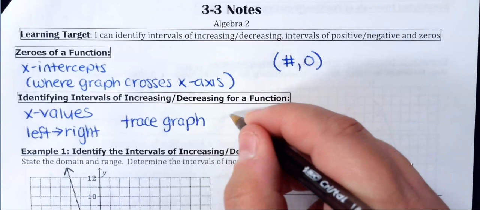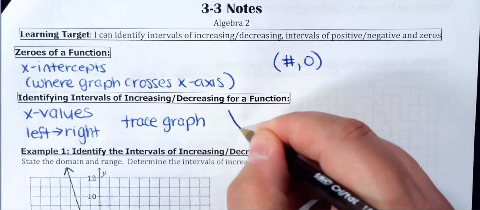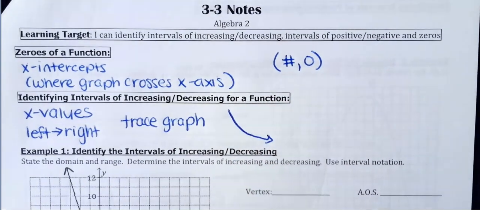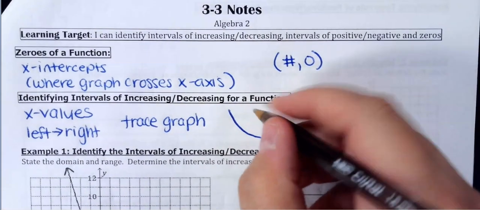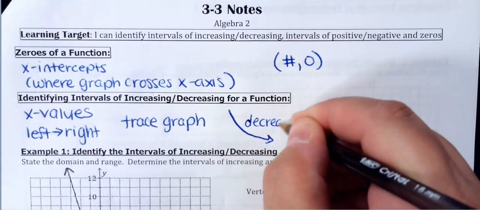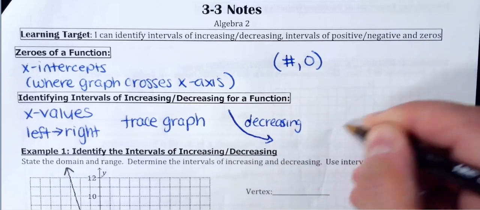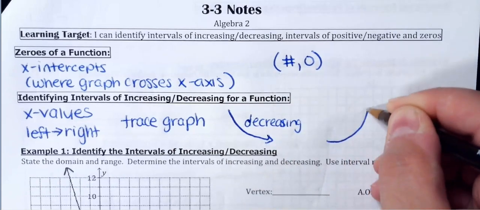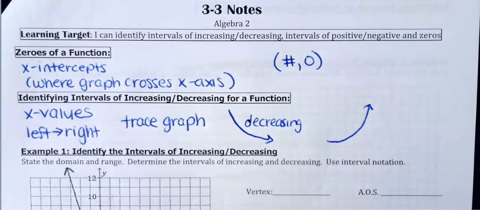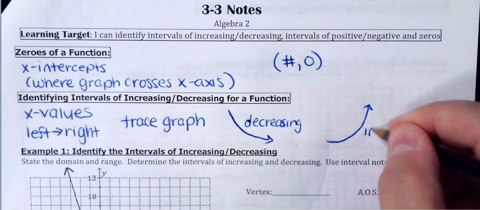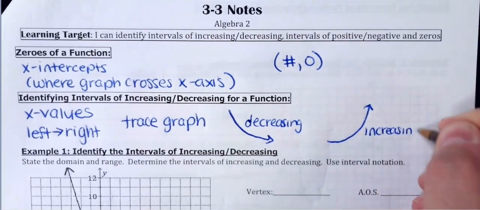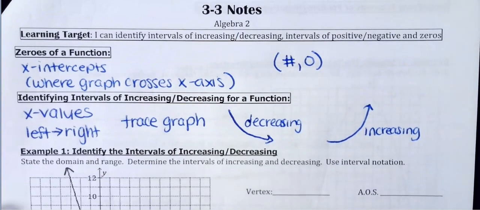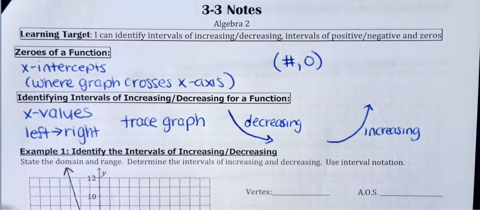And basically, if you are drawing down, as you would trace with your pen, pencil, highlighter, whatever you're using, that would be an interval that is decreasing. If, as you're tracing, you're drawing up, that is going to be where the graph is increasing. Now, that's just in general for any graph.